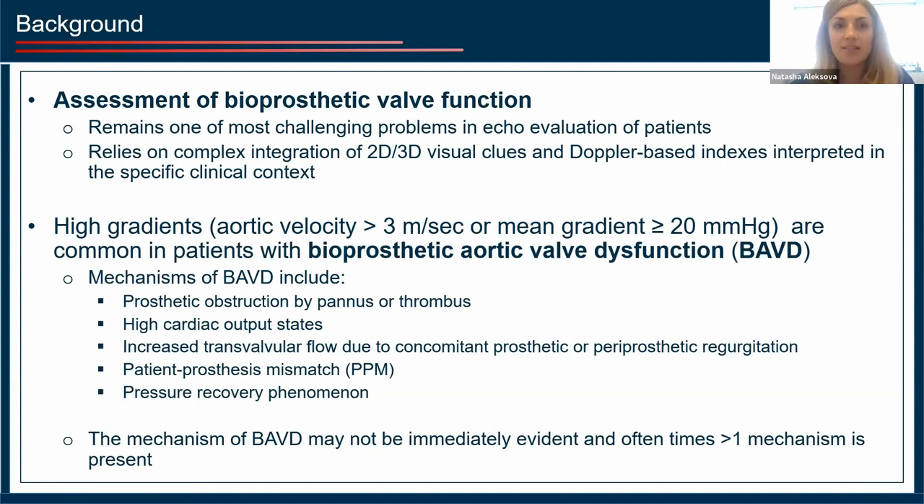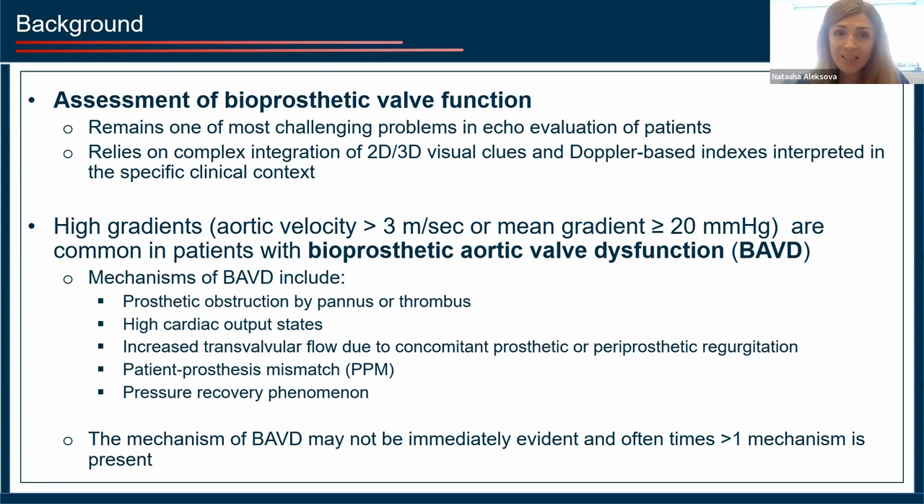As we know, the assessment of bioprosthetic valve function remains one of the most challenging problems in echo evaluation. And it relies on a complex integration of 2D and 3D visual cues and Doppler-based indices, depending on the specific context. We know that high gradients, that is aortic velocities more than 3 meters per second, or a mean gradient greater than or equal to 20 millimeters of mercury, are common in patients with bioprosthetic aortic valve dysfunction. I'll call that BAVD for short for the rest of my talk.